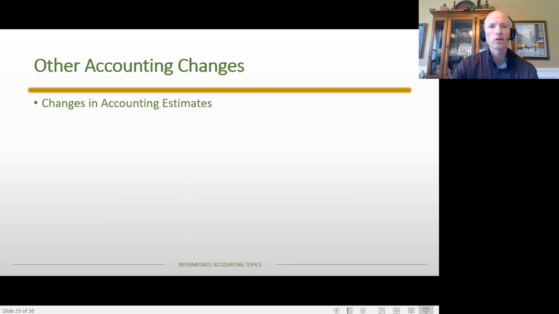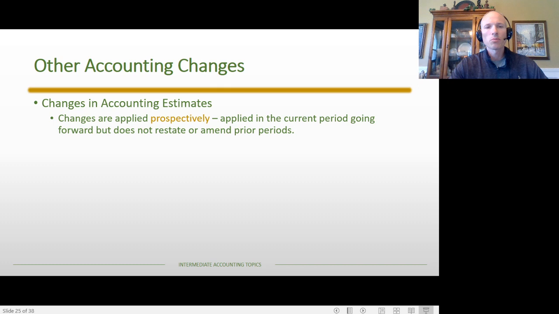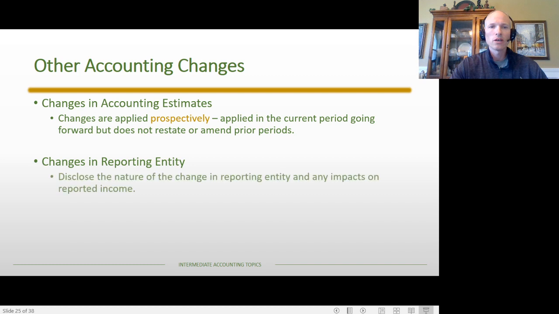All right, so now other accounting changes, just kind of walk through some of the more, I'd say, just conceptual aspects of these next two. So changes in accounting estimates, those changes are applied prospectively, meaning that I don't go back and restate anything. I don't report any cumulative effects on income or anything like that. I just basically apply the new estimate going forward. I don't amend anything. We have changes in reporting entity. You have to disclose the nature of the change and any impacts on reported income.